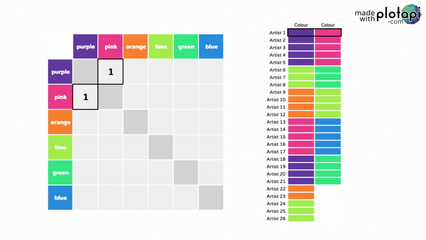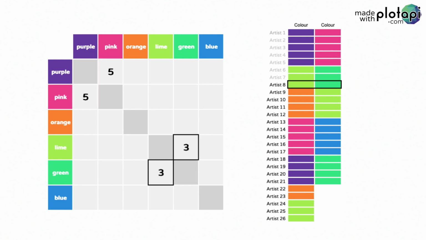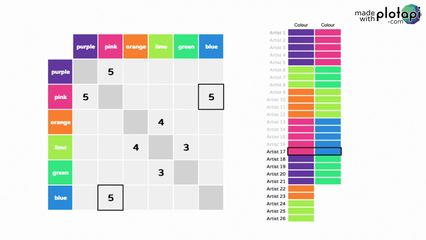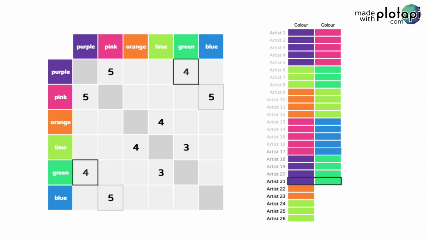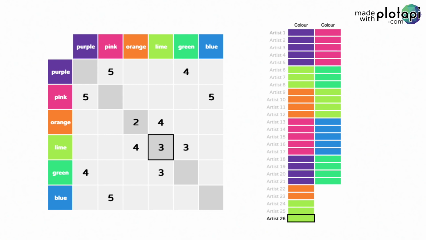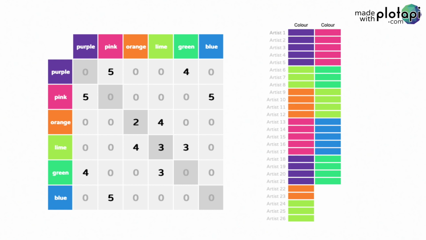Let's now go through the remainder of the dataset and set all the values for the different groups of colors. So we'll finish off the purple and pink pairs. Next, we have the lime and green pairs. After that, the orange and lime pairs. Then, the pink and blue pairs. And then onto the purple and green pairs. Now we're moving on to the individual colours. Because these don't indicate relationships, we'll be placing them in the diagonals, starting with the oranges, and likewise with the limes. All that's left now is filling in the empty spaces with zeros. Excellent, now we have our co-occurrence matrix ready.